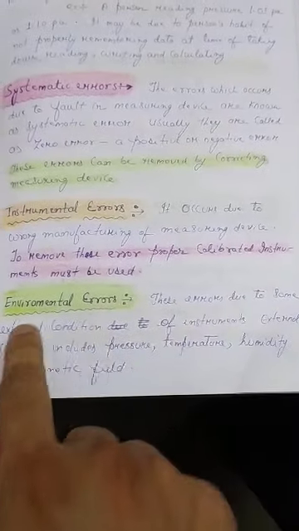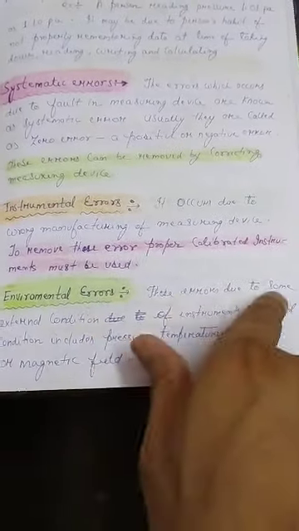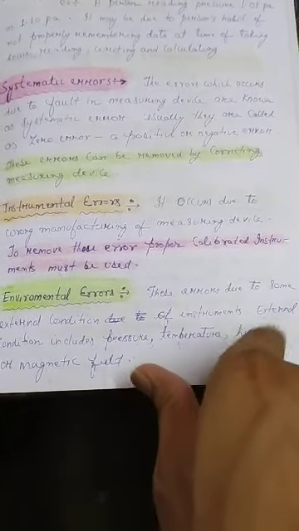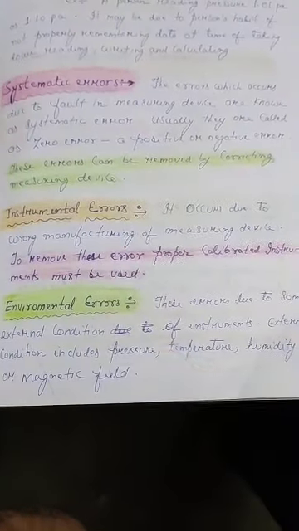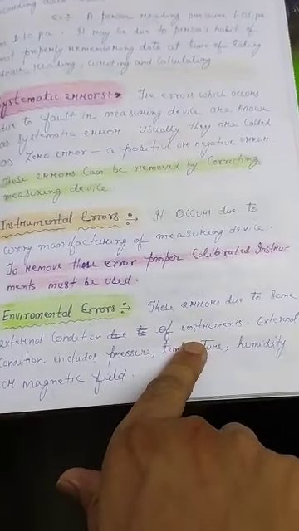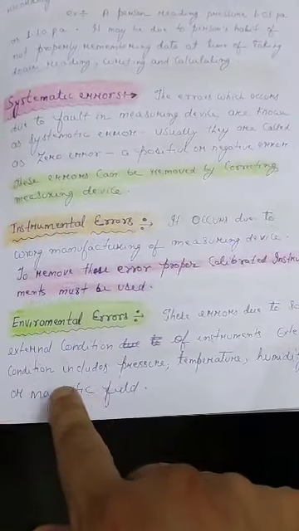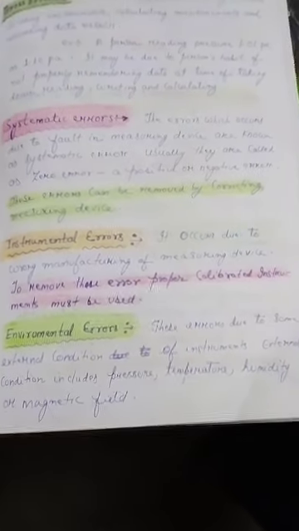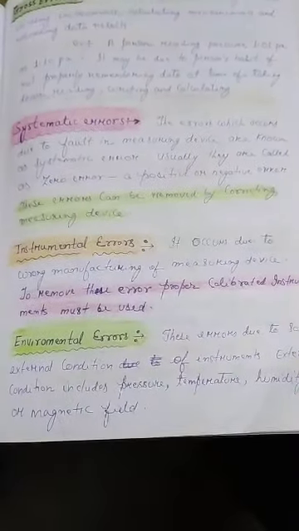The error due to some external condition of the instrument. External conditions include pressure, temperature, humidity or magnetic field. Suppose you are using your instrument in a laboratory. Then in the laboratory, pressure will be changing, temperature will be changing, humidity will be changing, or there is some magnet placed. Then all this will have an effect on your instrument. That instrument will not give a proper reading, which means there will be some error.